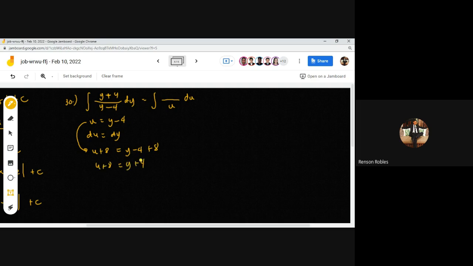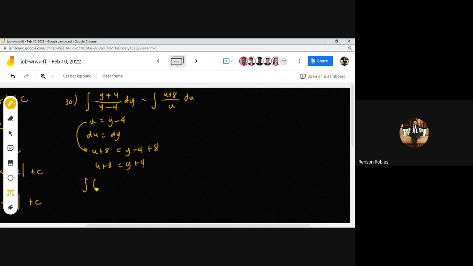What's the point of all this? When you change the variable, all the expressions in the integrand shall be changed from the original variable to u. So you need to look for an expression in terms of u that will represent y plus 4. So you will have u plus 8 here. Okay? So what's the new form?